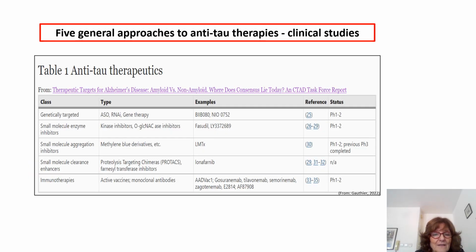As of today, there are five general approaches to anti-tau therapies in clinical studies. One is genetic targeting with antisense oligonucleotides, then small molecules: enzyme inhibitors, aggregation inhibitors, clearance enhancers, and immunotherapies. Among the immunotherapies, mostly it's passive, but also active, and mostly targeting the N-terminal of the extracellular tau, some of them phosphorylated, and some of them abnormal structure. So this is the situation regarding immunotherapy.